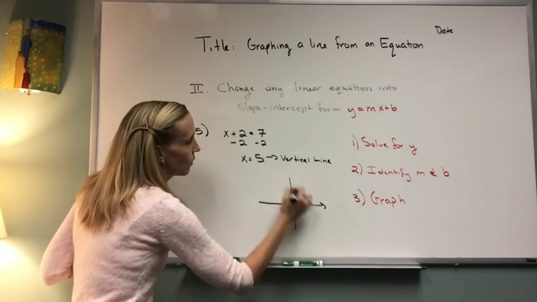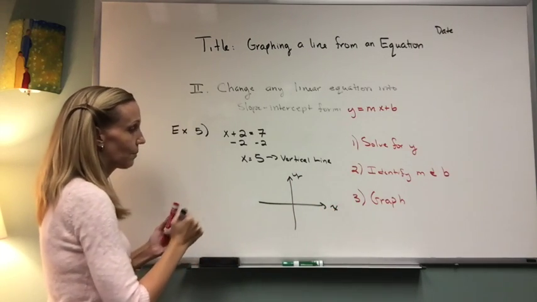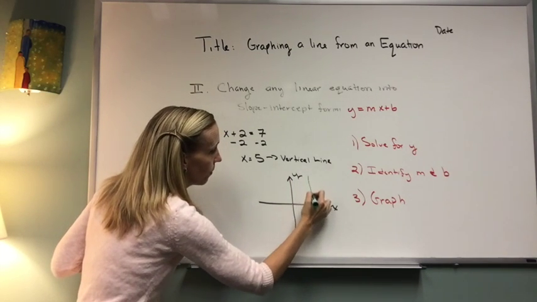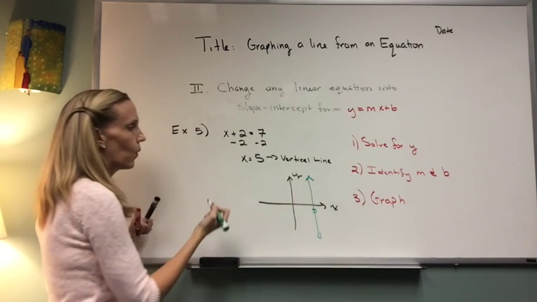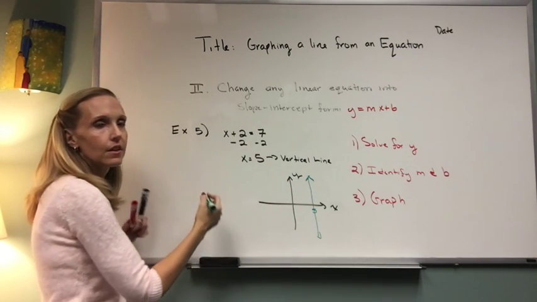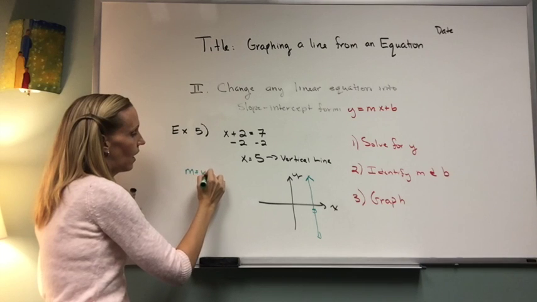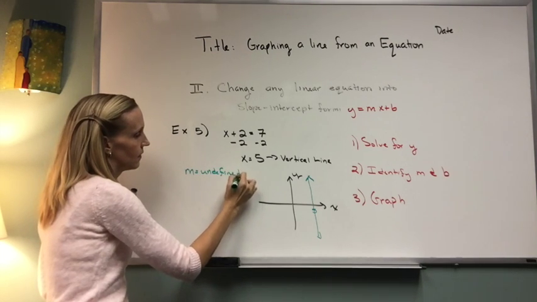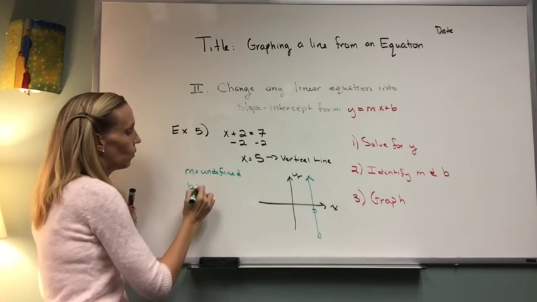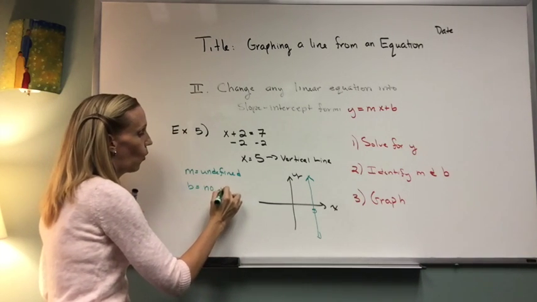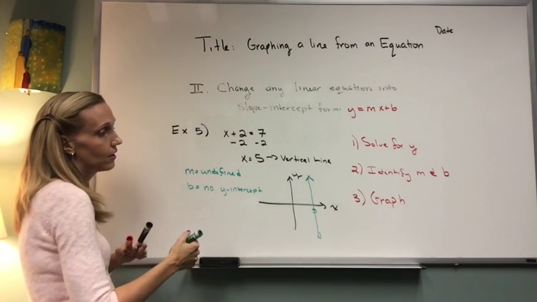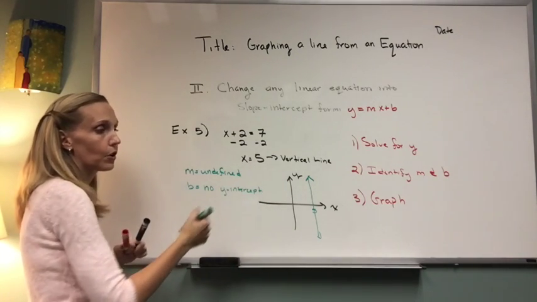So this is what it looks like. It intersects my x-axis at 5, and it goes up and down because it's vertical. Now, we know that a vertical line, the slope is undefined. You can't walk on it. So we have m equals undefined, and we have b. Well, there's no intercept, so you would literally say no y-intercept. It's just not possible. It's not going to cross the y-axis because it's a vertical line.